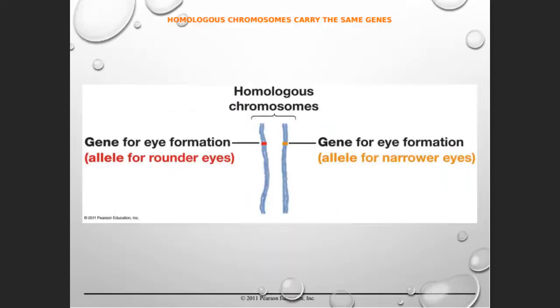So again, here are homologous chromosomes, with the gene for eye formation. Here's an allele for round shaped eyes. So this gene right here on both of these chromosomes, because these are homologous chromosomes, codes for eye formation. On both of them, but there's a slight variation. In this case, this gene is for more narrow shaped eyes. They still code for eye shape. They are just slight variations on the allele.